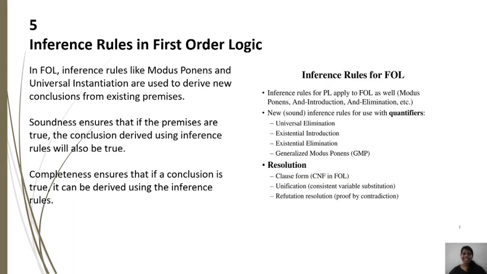Now let us see inference rules in first order logic. In FOL, inference rules like modus ponens and universal instantiation are used to derive new conclusions from existing premises. Soundness ensures that if the premises are true, the conclusion derived using inference rules will also be true. Completeness ensures that if a conclusion is true, it can be derived using the inference rules.